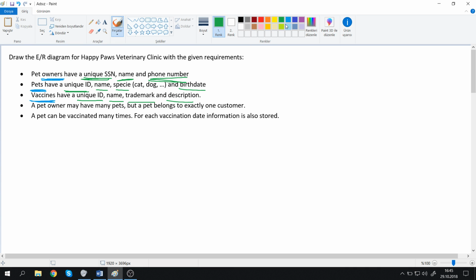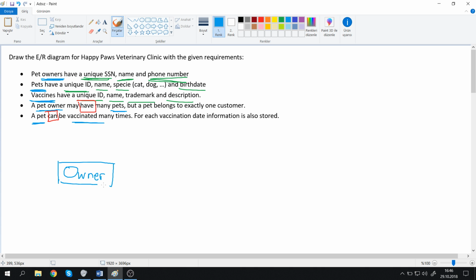Between these entities, I see that we have owners, pet, and vaccines. Owner and pet have some relation, and that relation is named have. A pet owner may have many pets. We would go into the details of this later on. Let's just find the names of the relations right now. And we also see that pet and vaccine have some sort of relation. It can be vaccinated. The vaccine can be given to a pet. So let's start drawing. We have owners.